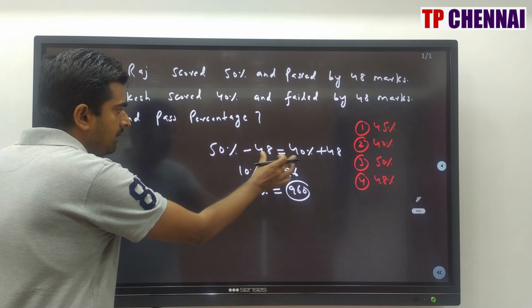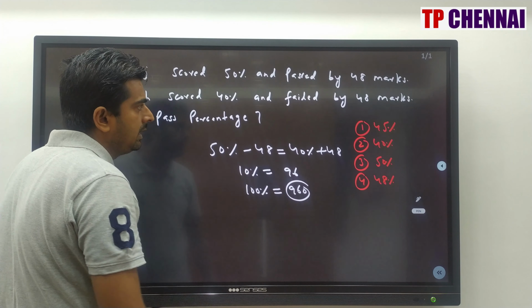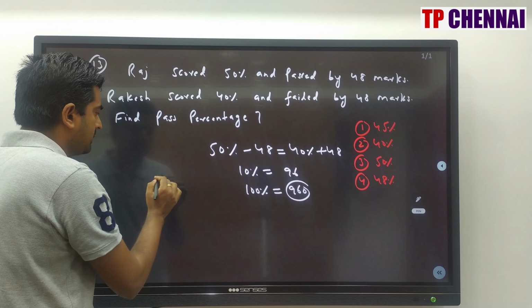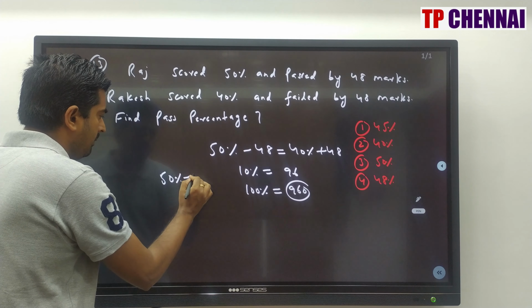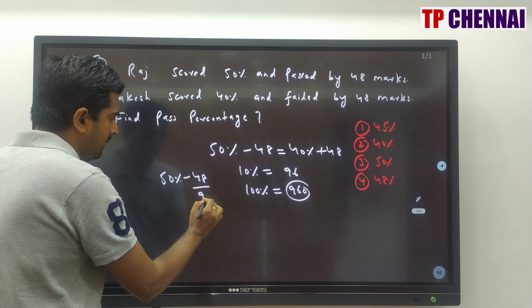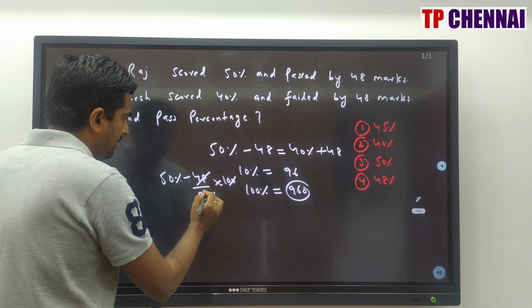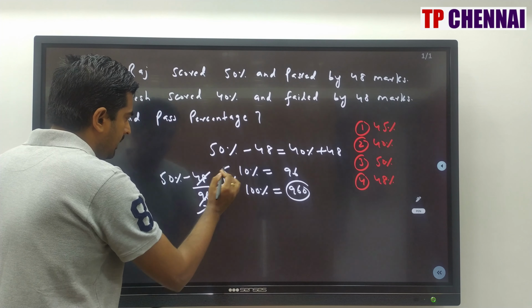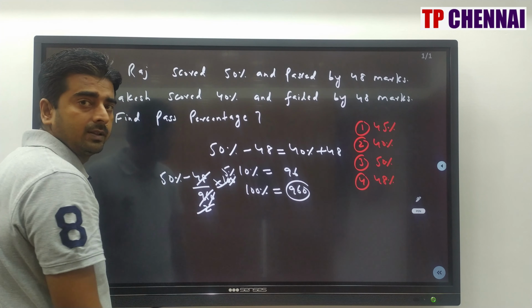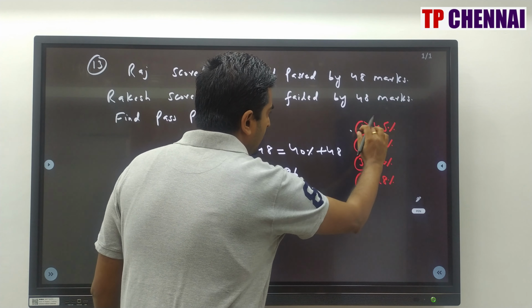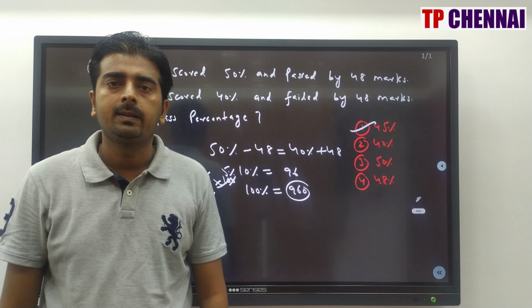960. Now you have two equations. Use any one of the equations to get the pass percentage. So I am using the first one. 50% minus 48 by 960 into 100. The zeros cancel. 48 twos are, 2 fives are. So 50% minus 5%. What is the answer? 45%. First option is the answer.